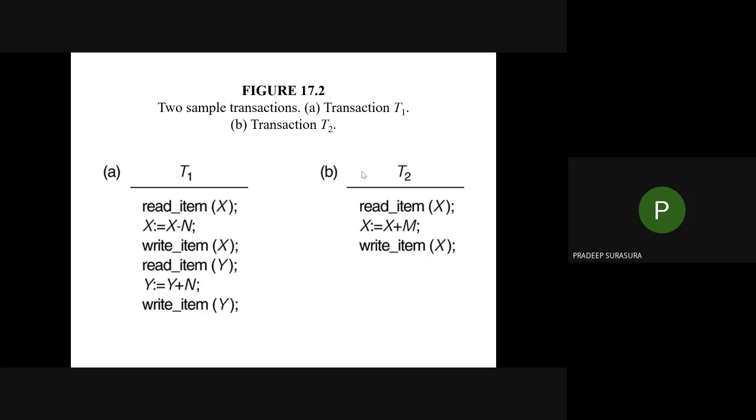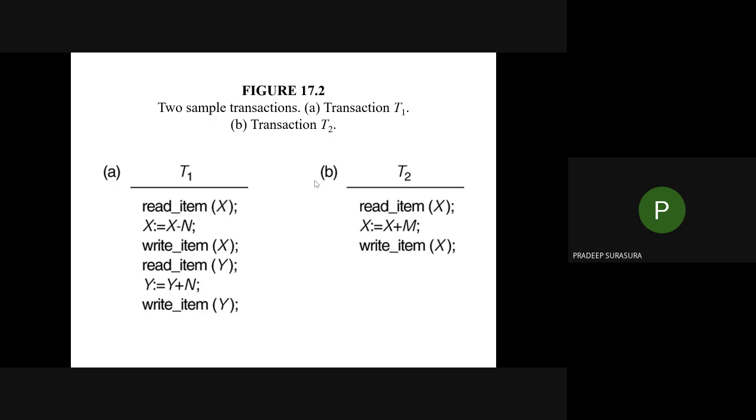You are trying to write the item. Now X and N are two particular variables or objects. First you will read one value of X, then subtract some N value from X and write that item to X, and again read item Y, then add some N value to Y and write that value to Y.